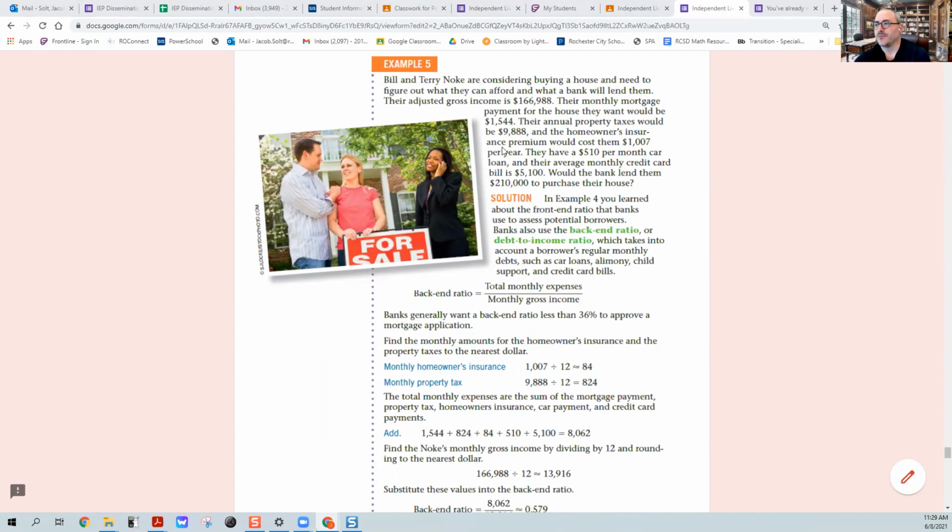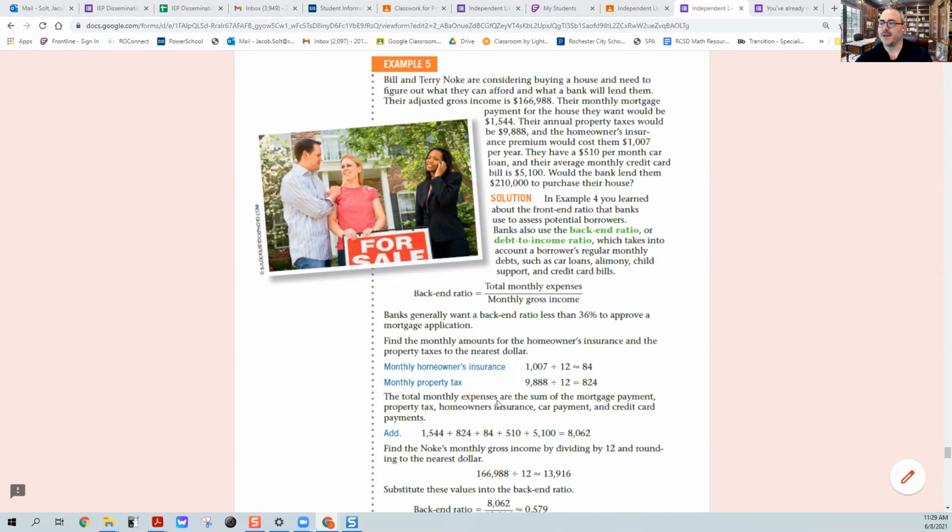We also saw in the word problem that they have an annual property tax bill of $9,888. All right, well, $9,888 is an annual bill that's paid once yearly. To find out what that's going to cost monthly, again, we're going to divide it by 12, into 12 equal pieces. When you divide $9,888 by 12, you get $824. Bill and Terry here are going to have to assume that they're going to pay about $824 per month just towards the property taxes on this home they would like to buy.